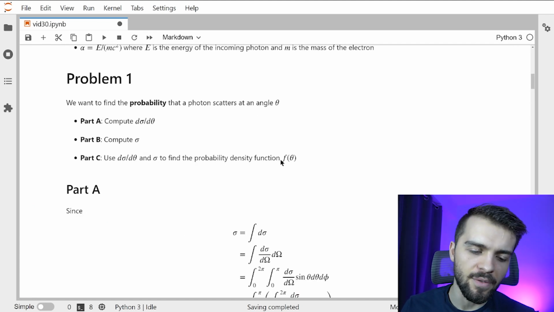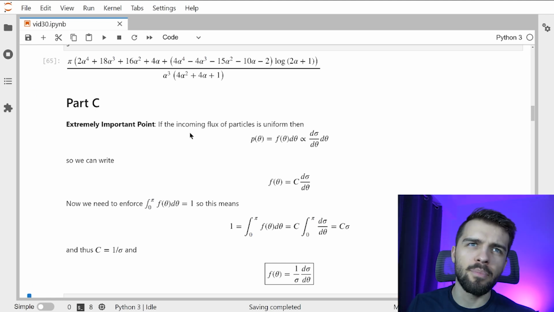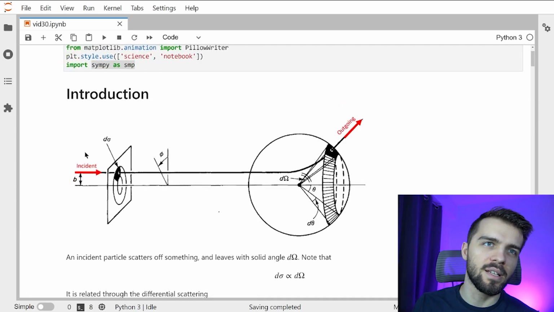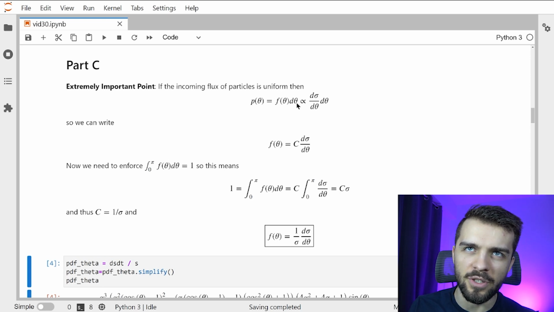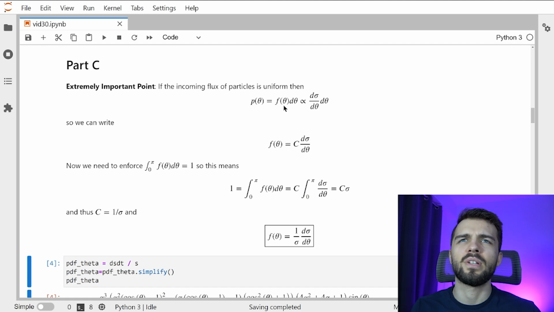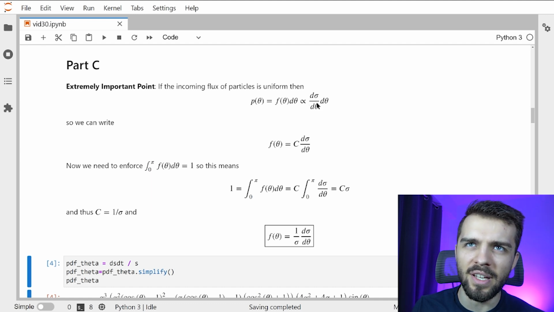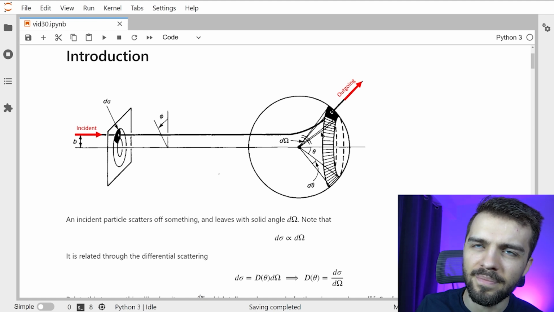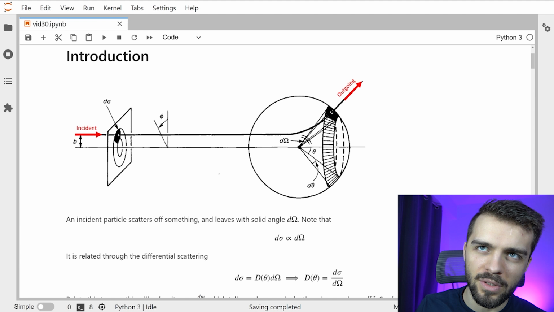So now we want to find the probability density function. I slightly talked about this before, but I want to make this extremely important point. If the incoming flux of particles is uniform, what does that mean? Well, in the diagram above, it means that they're all coming in randomly, all over the place. If it's uniform, then the probability of scattering at a certain angle theta, which is equal to the probability density function times d theta, because probability is infinitesimal when dealing with continuous functions, is proportional to d sigma d theta d theta. So this tells you how much sigma there is per angle theta d theta. It says that the probability of scattering in this ring here is proportional to d sigma. So if this corresponds to a smaller d sigma, if this black area is really small, then we're going to have fewer particles scattering through here.